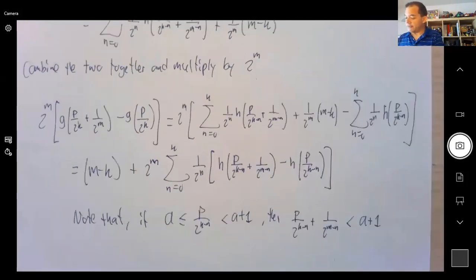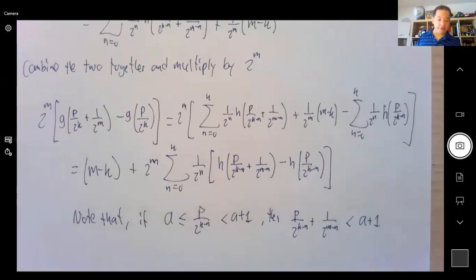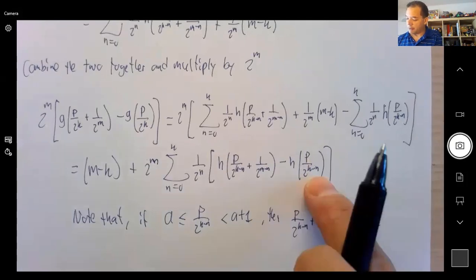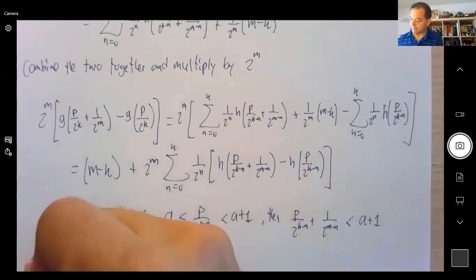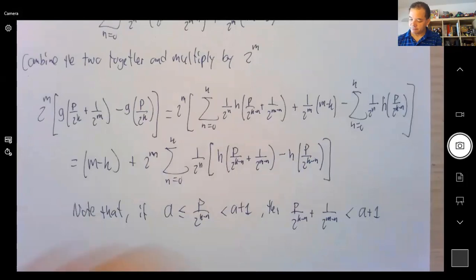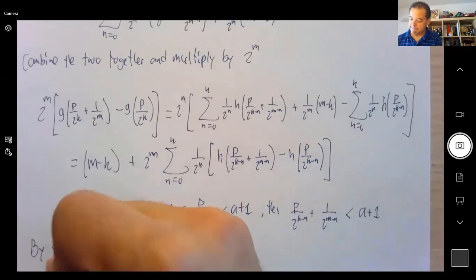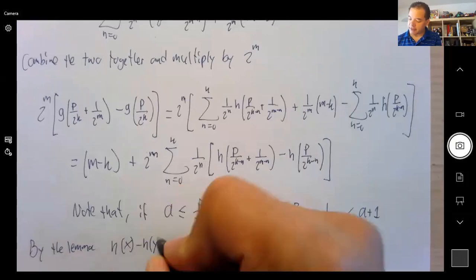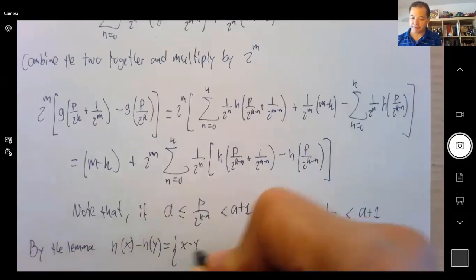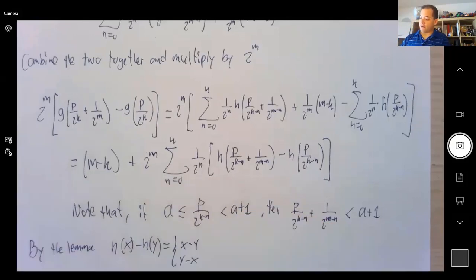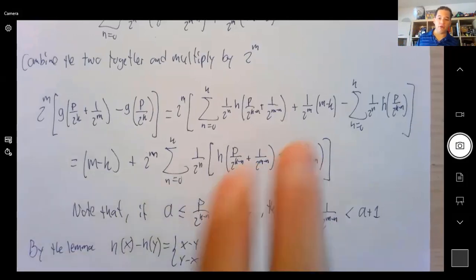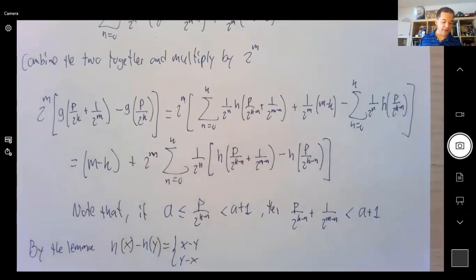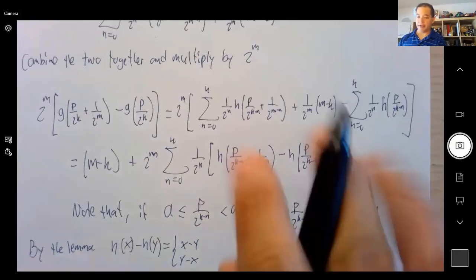So what is the difference of these two numbers? Well, I don't exactly know. It's either this minus that. Remember the lemma? So by the lemma, h of x minus h of y is either x minus y or y minus x, right? It's one of the two. So it's the difference times 1 or times -1, okay? So that's what I'm going to write. So it's one of those numbers, either times 1 or times -1.